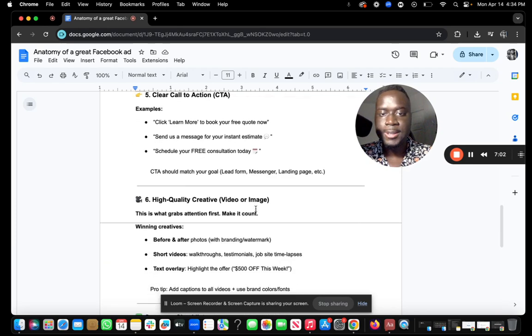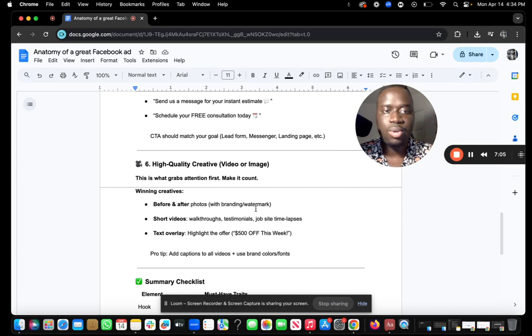Now, another thing about your ad is you want to have high quality creatives, right? Really good creatives. A creative's job is to also grab attention. So make sure that you do things that grab attention. Maybe nice colors, nice fonts, maybe not too much text, but good text. Before and after photos, if Facebook allows you, it should, but in some industries they don't really allow you to do that. Short videos, user generated content, as I talked about in the testimonials, text overlay, right, with your offer right there.